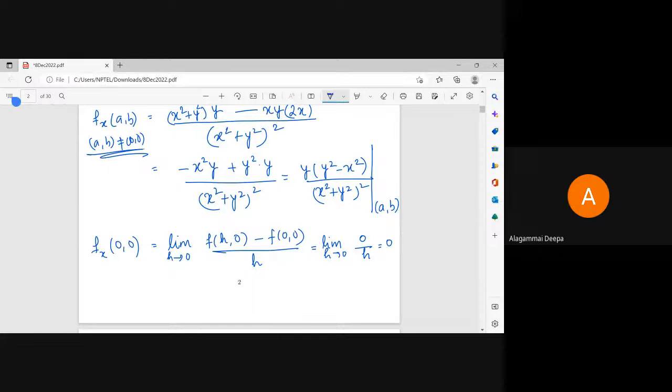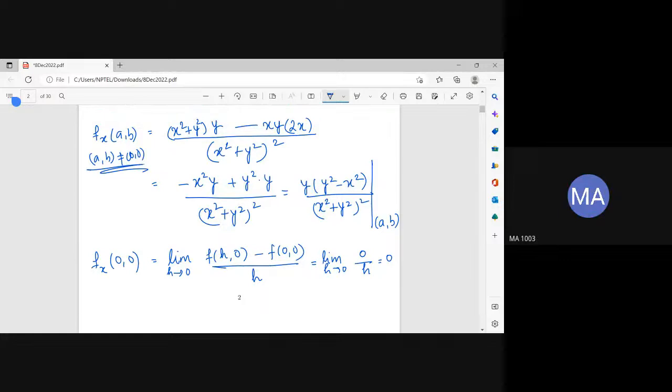Say for example, we calculate at a is greater than b. So 2 comma 1. If I calculate at 2 comma 1, it's going to be 1 squared minus 2 squared divided by 1 squared plus 2 squared whole squared, right? So this is negative, yes, ma'am.